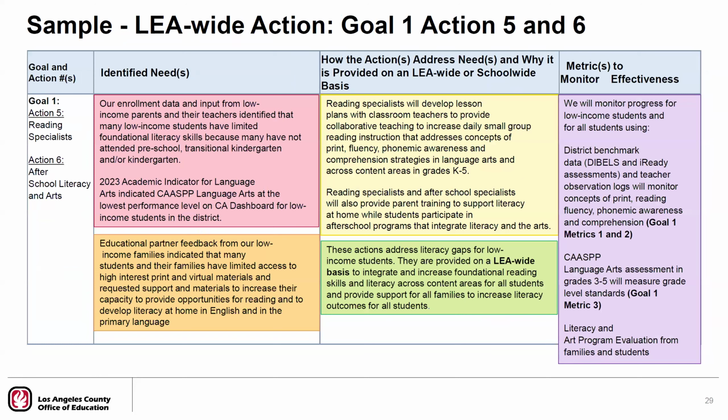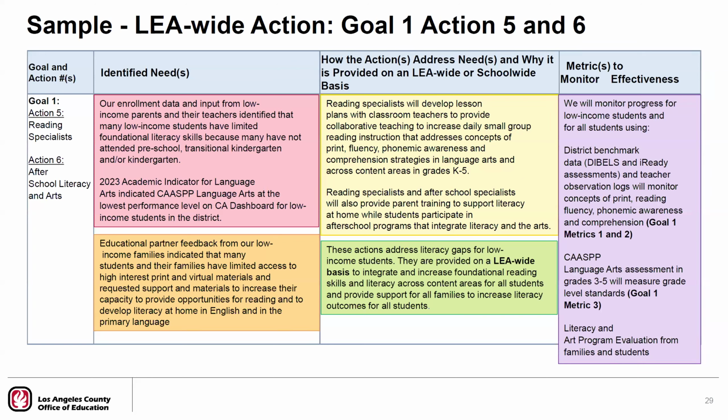So in this next sample, we have two actions: Goal 1, Action 5, which is reading specialists, and Goal 1, Action 6, after school literacy and arts. As you can see in the red text box, we have our analysis of student data, and in the orange text box, we address input from educational partners. In the yellow, we can see that the reading specialists will develop lesson plans with teachers to provide collaborative teaching and reading, and they will also provide parent trainings to support literacy at home while the students participate in after-school programs that integrate literacy and the arts.